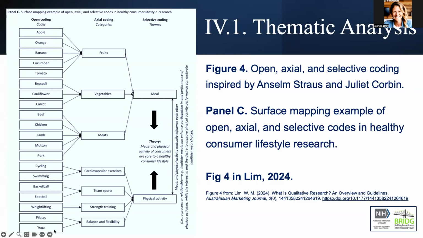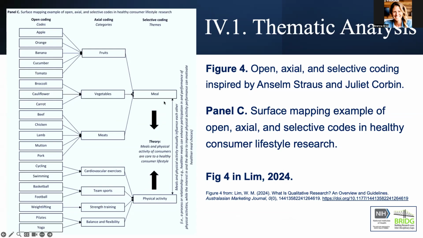weightlifting, Pilates, and yoga. Now, one thing that you can notice right off the bat, and this is often true of thematic analysis, is that sometimes you can identify the themes before you identify the categories, and that's totally fine. So right off the bat, one thing that I notice is the top half of these codes all seem to be kind of food, and the bottom half all seem to be kind of exercises. And that really aligns with our two themes, right? This first theme here has been identified as meal, and the lower theme is physical activity.